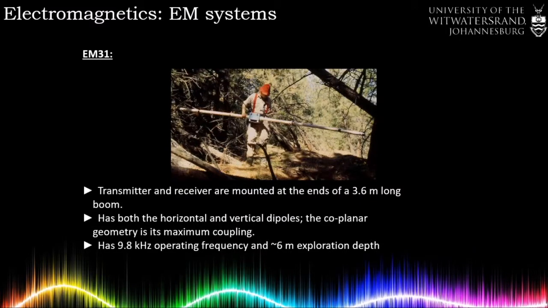Does anybody know the EM31? The transmitter and receiver are just mounted on those poles, and you have a limited length for the EM31, but it's very shallow. If you look at its frequency, it's quite high, 9.8 kilohertz. So the deepest it will explore is around 6 meters, 6 to 10 meters, depending on the conductivity of the overburden. So that's more like if you want to do archaeology stuff.